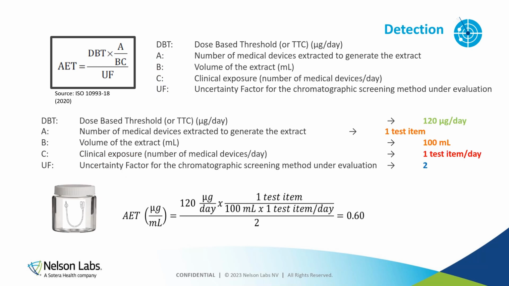So a short example: let's assume that we have a catheter, and this can be used up to 33 days. Then we have a TTC of 120 micrograms per day. Let's say that we extract one catheter in 100 ml, then A is 1 and B is 100. And let's say that the clinical exposure is 1, so 1 test item can be used per patient per day. And for GCMS, where we apply an uncertainty factor of 2, we will end up with an AET of 600 micrograms per liter.